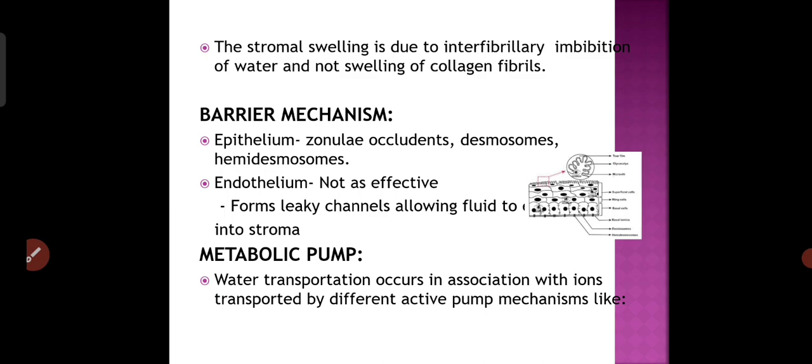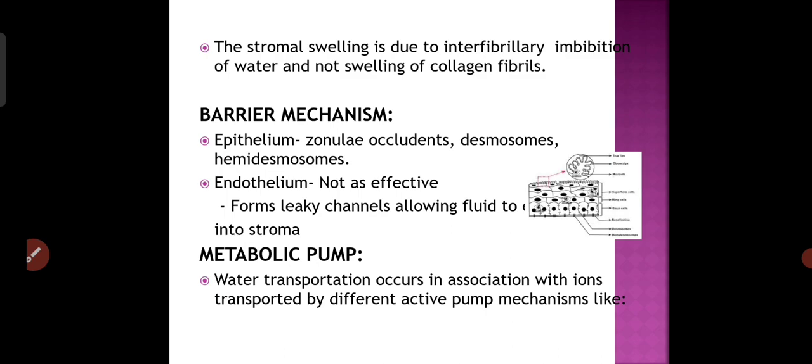This includes 2 different layers of the cornea, the epithelium and the endothelium. The epithelium layer is very closely and tightly packed and hence acts as a very good barrier mechanism. This includes the zonulae occludens, the desmosomes and hemidesmosomes, whereas the endothelium is not that effective since it has very tiny leaky channels that allow the fluid to pass through to the stroma.